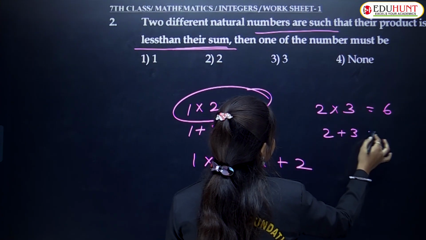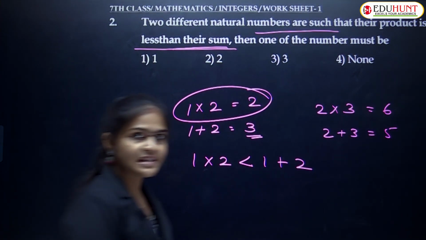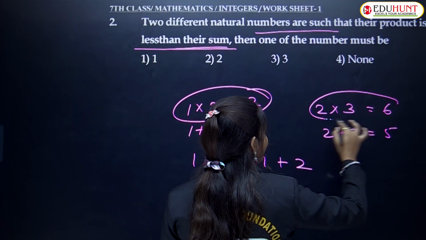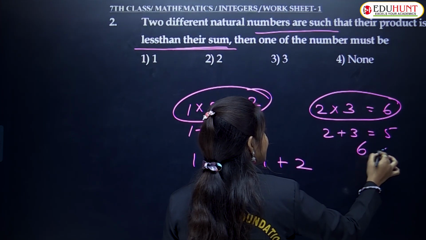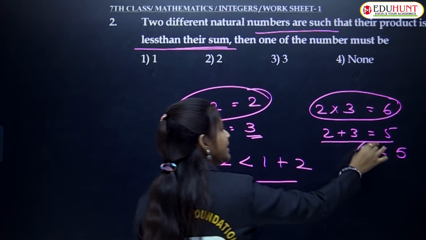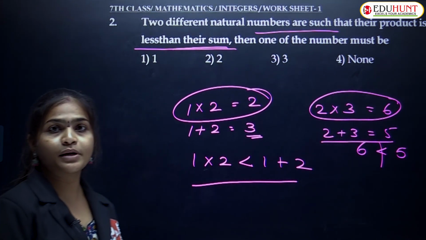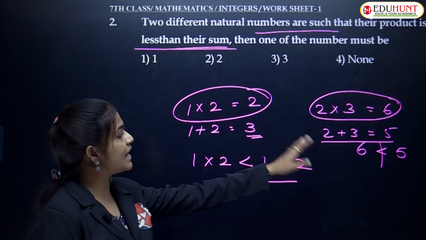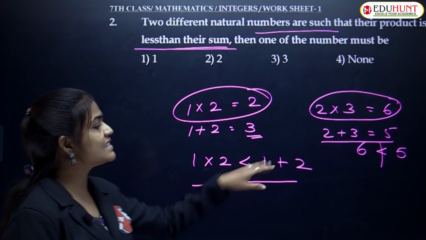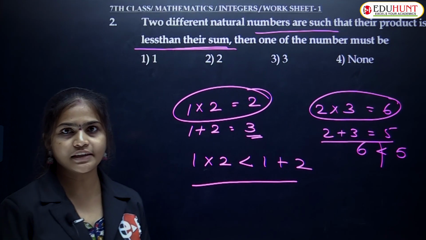And 2 plus 3 is equal to 5. So see here what they are saying. The product of the numbers is less than the sum of the numbers, that is the given condition. But here this is not possible. Why? Because the product of the numbers is greater than the sum of the numbers. Understand? So that's why this is not possible. Am I clear to you?